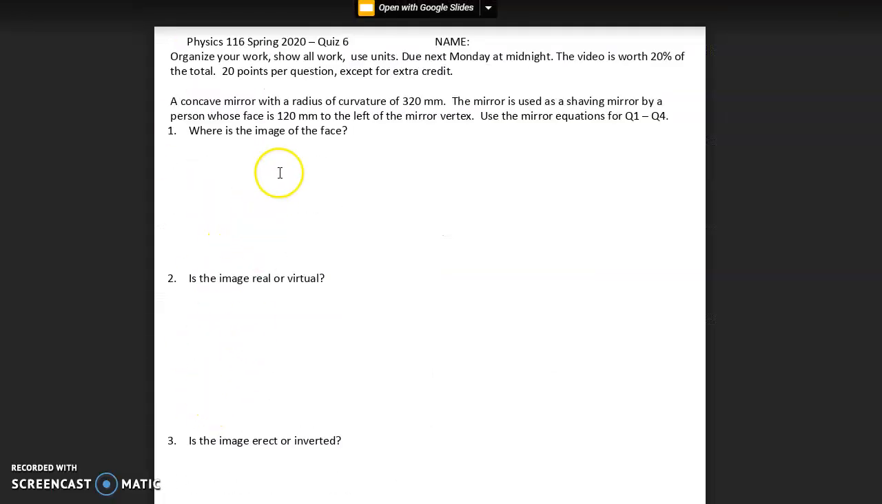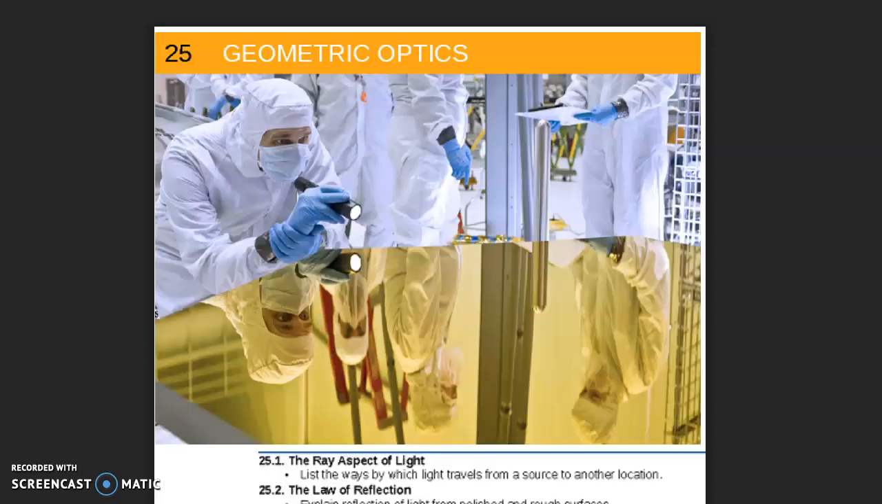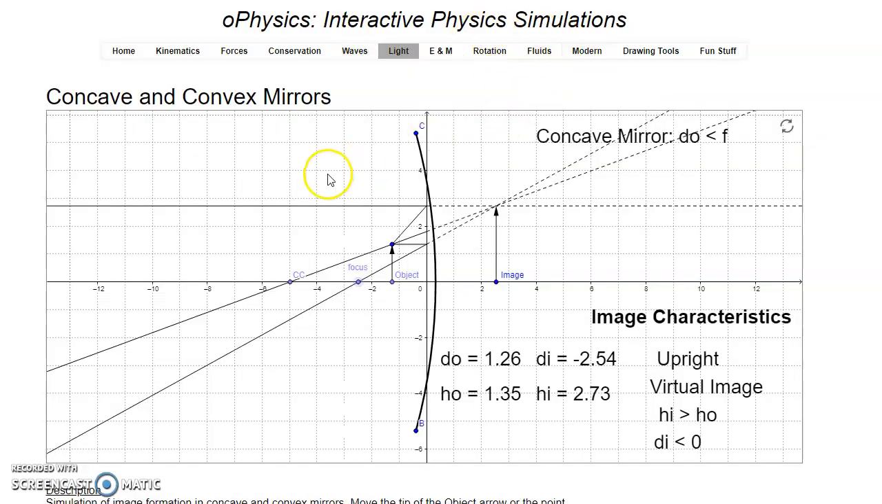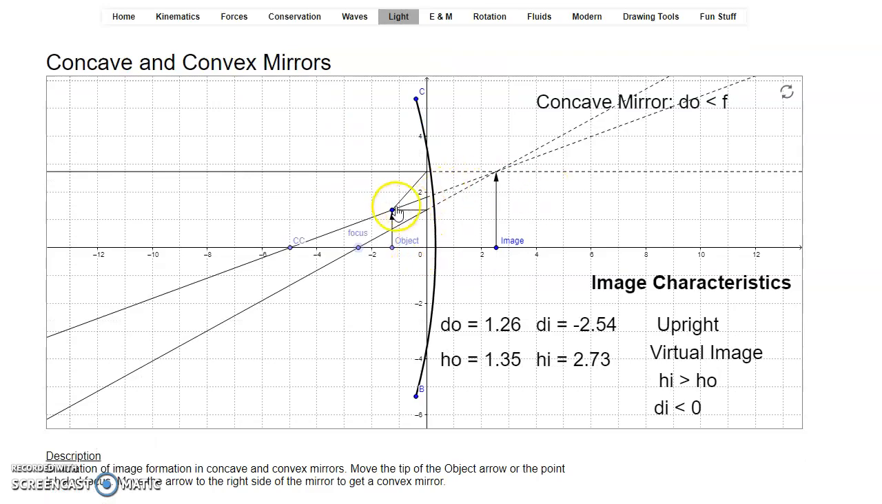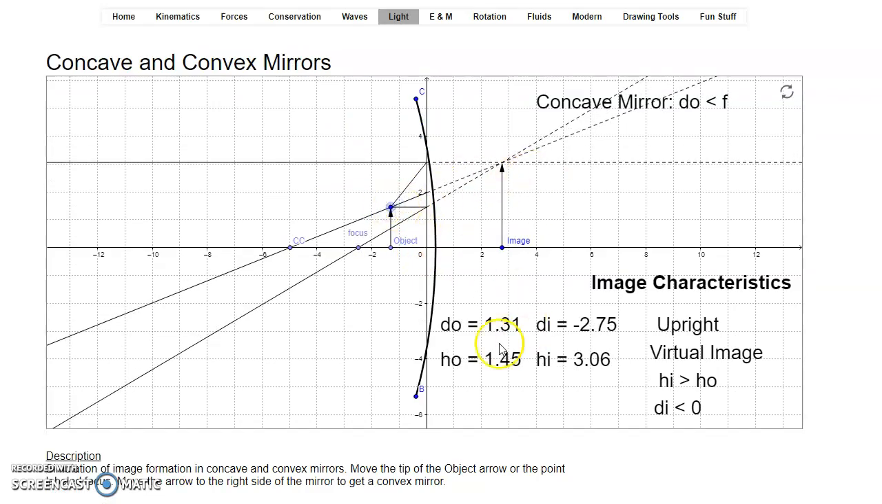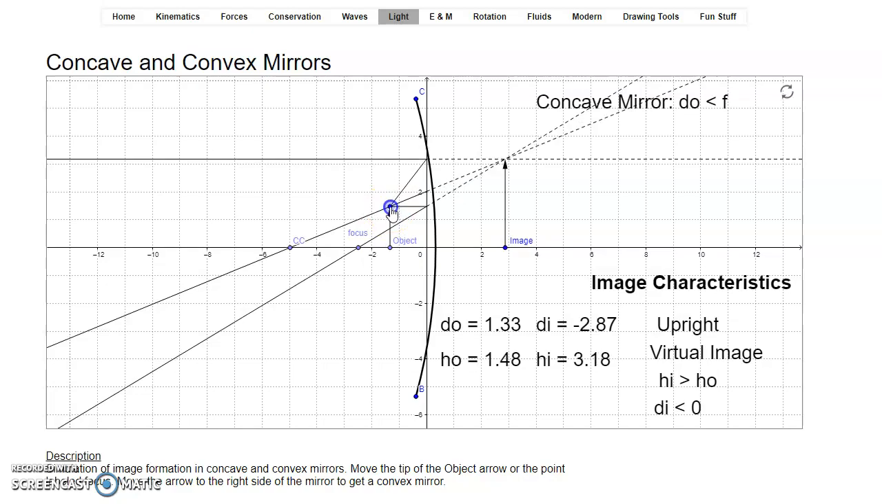So these 4 questions in quiz 6 are about concave shaving mirrors. They ask about the physics of a concave shaving mirror. I've set up the simulation, and it's the same idea, though perhaps not the same numbers, of how this shaving mirror will work.